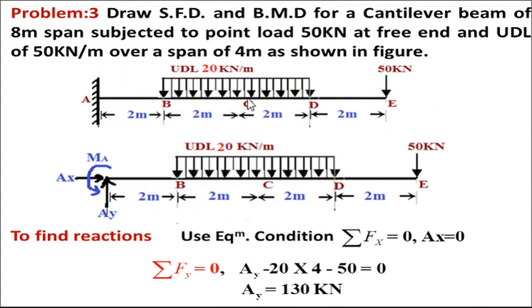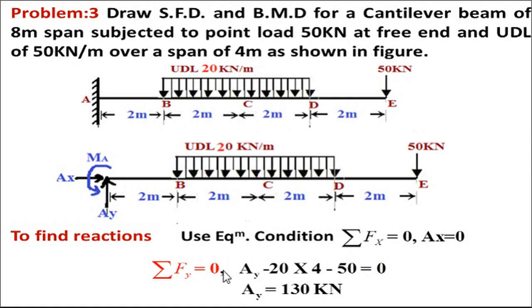Now third problem. Here I have taken a UDL, only that is the change. In the previous case there were 3 point loads. Now I have shown a UDL along with a point load. Point A is fixed, so there will be three unknowns: MA, AX, AY. So with the condition of equilibrium, Fx = 0. So Fx is 0 means AX is 0.